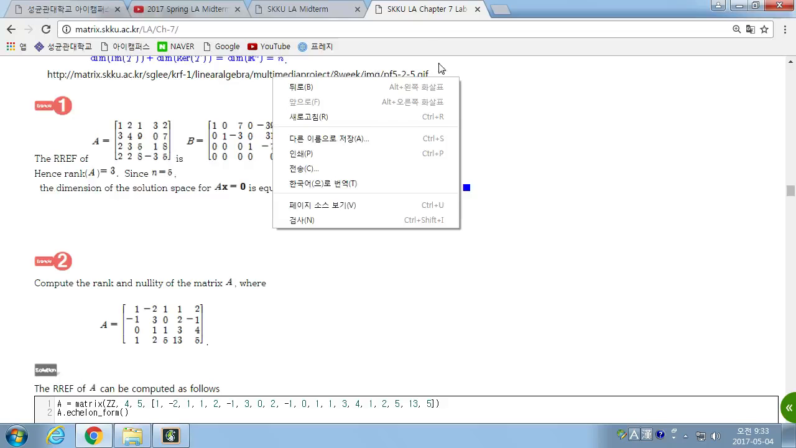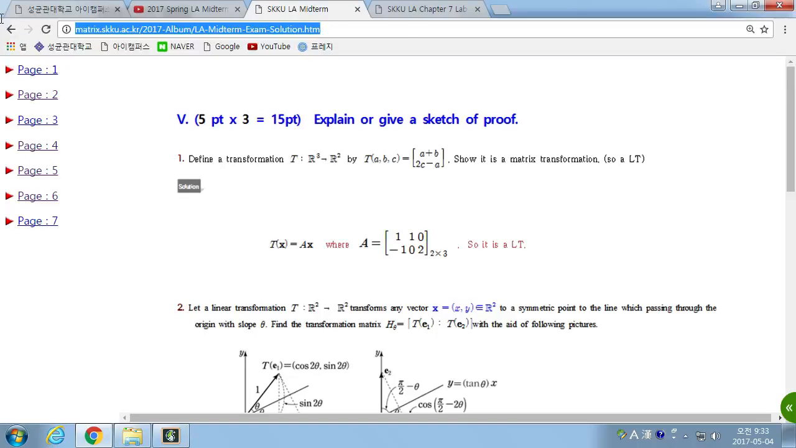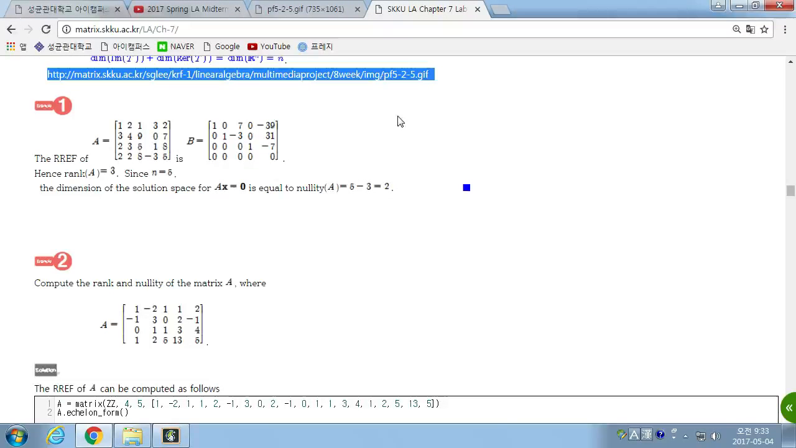And some of the proof can be seen here. Yeah, this is the proof for the linear transformation version of the rank nullity theorem.